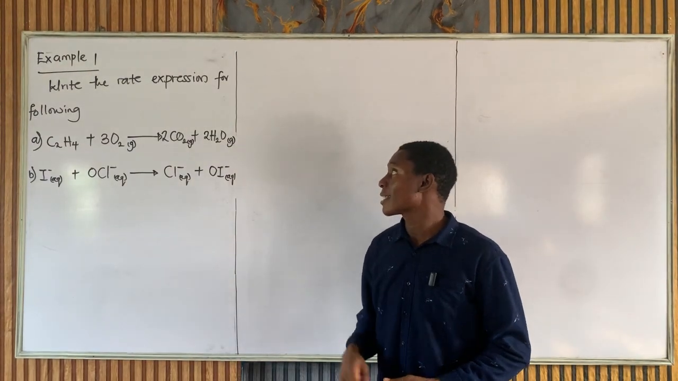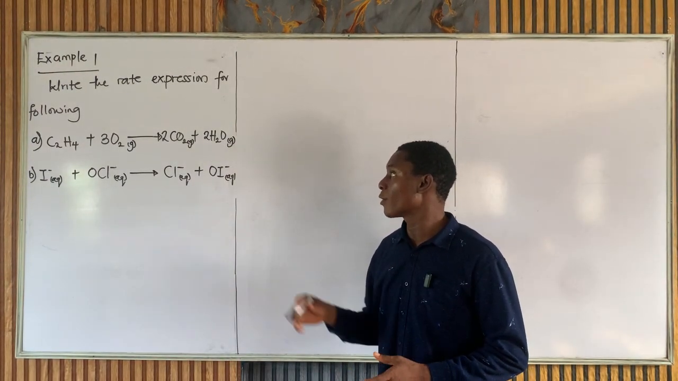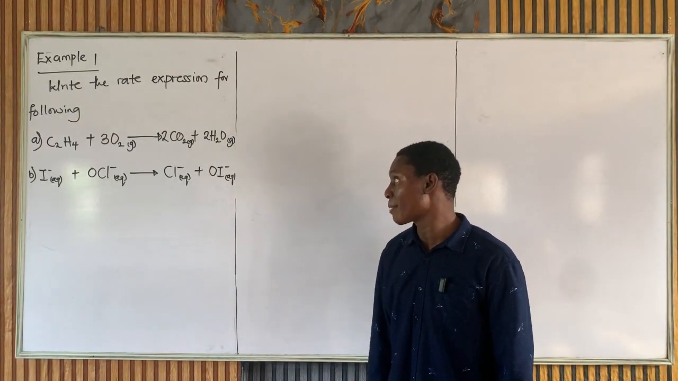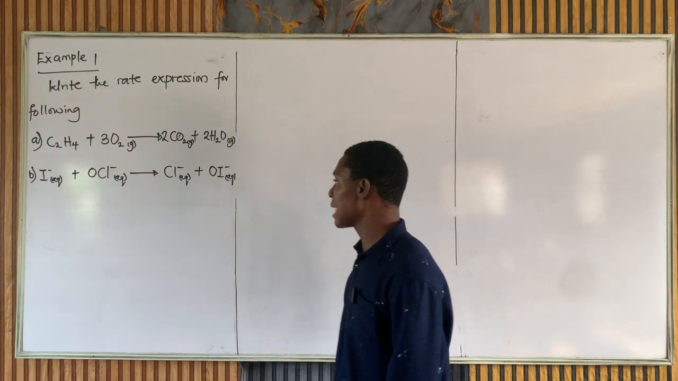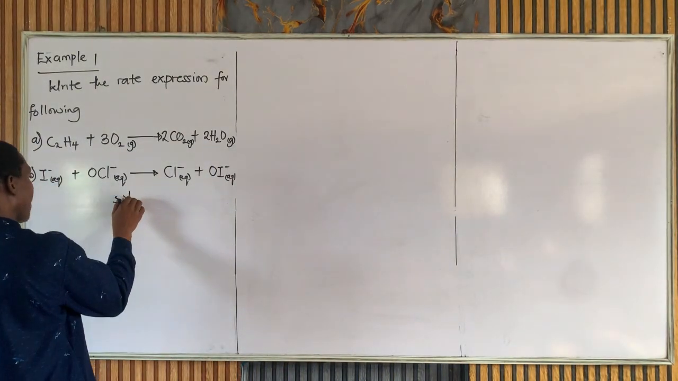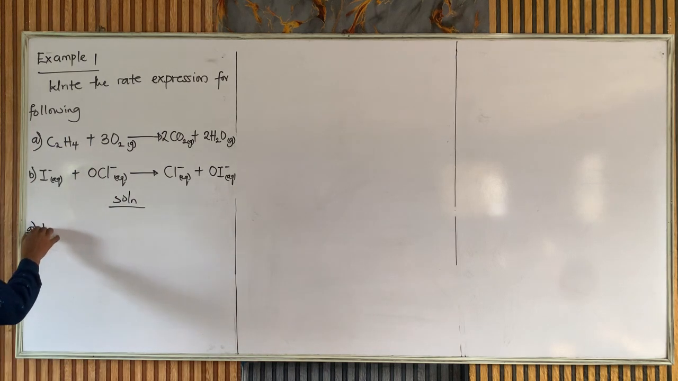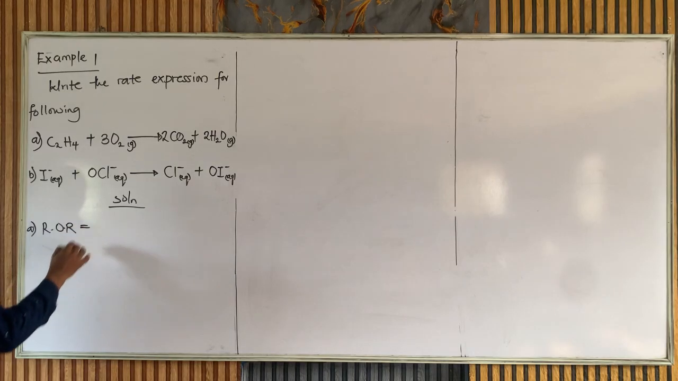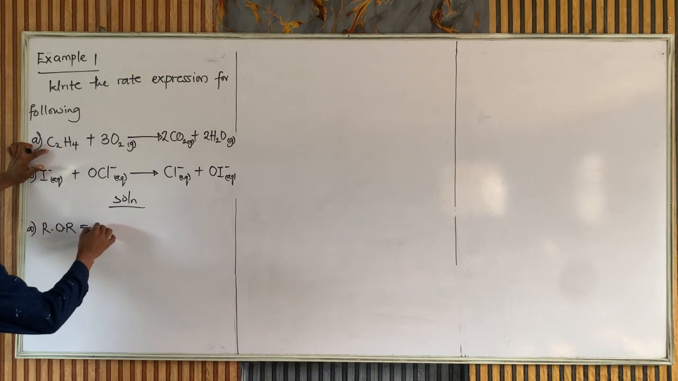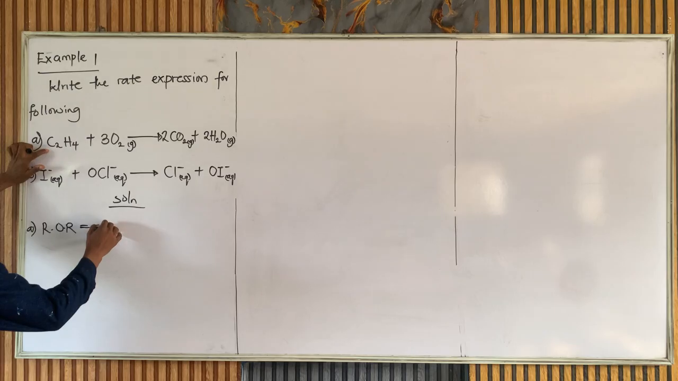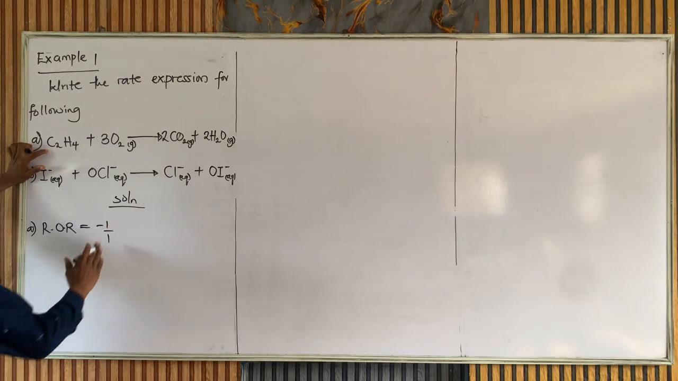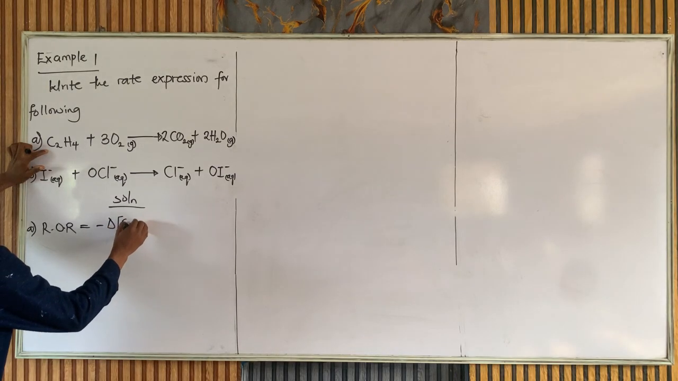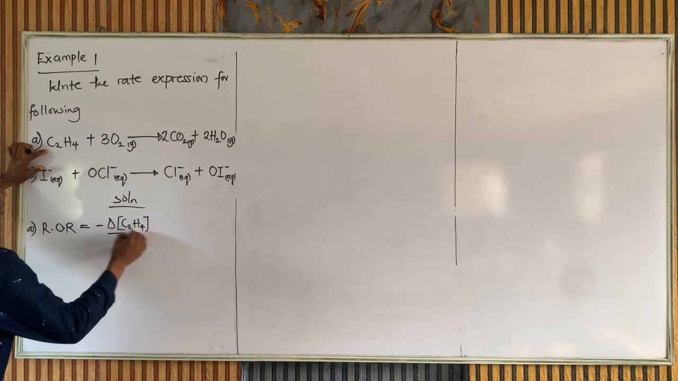Example 1: write the rate expression for the following. Here we have two different equations, and I want to write the rate expression for each of them. Let's take the first one, the A. For the A, rate of reaction is simply equal to minus, I would have said 1 over 1, but that will still give us 1, so no need of that, change in concentration of C2H6 over change in time.